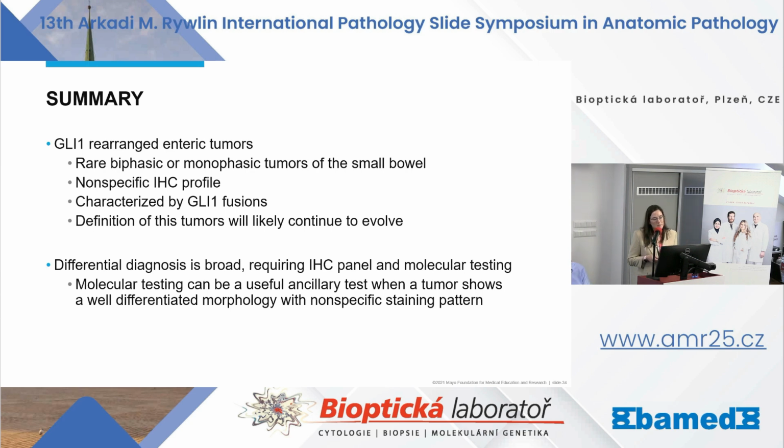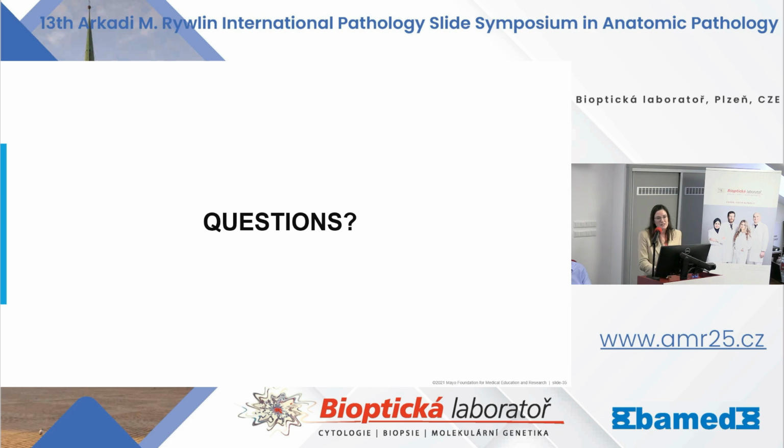So when we see something that has a well-differentiated morphology, it's not an undifferentiated tumor, and it has this non-specific immunoprofile, that's when sequencing can be useful to identify these known fusions. With that, I thank you for your attention, and I'm happy to take questions.